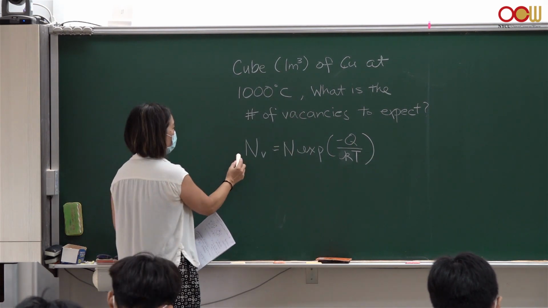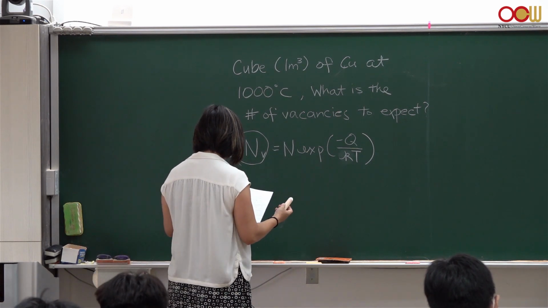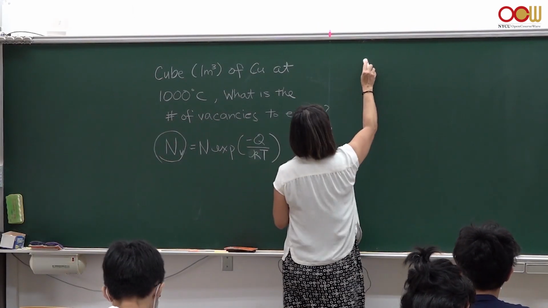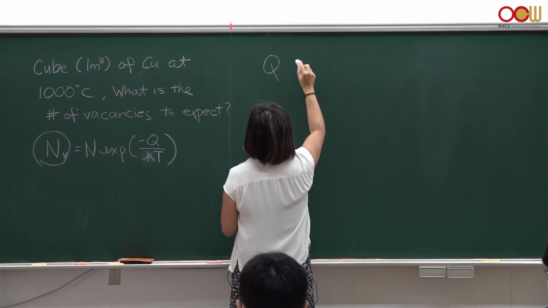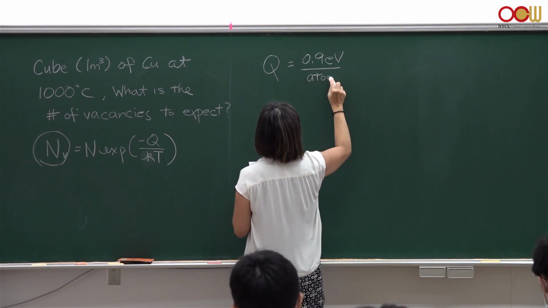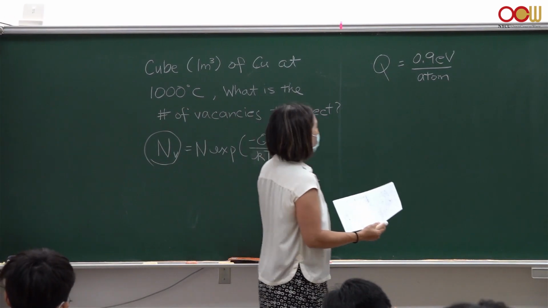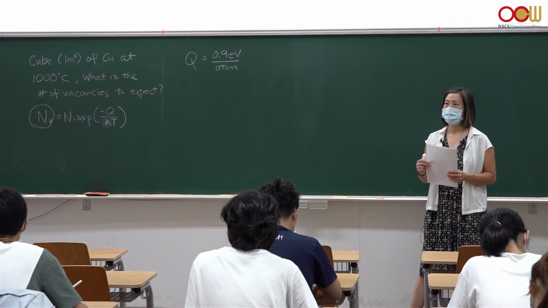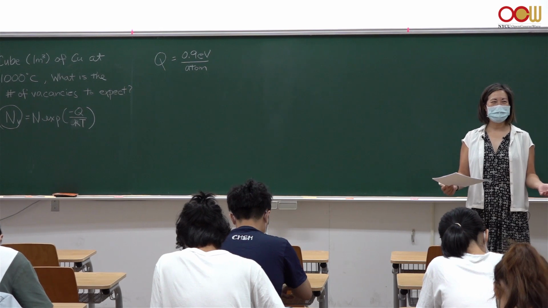Okay, so I'm asking you to find this, right? Number of vacancies. Let me give you some things that you need to know. The activation energy for a vacancy in copper is 0.9 electron volts per atom. So what is the first thing you need to do if you want to know the number of vacancies? This is the information you have. Do you have everything you need to find the number of vacancies, or do you need something else? If you think you have everything you need, then you could go ahead and calculate n sub v.